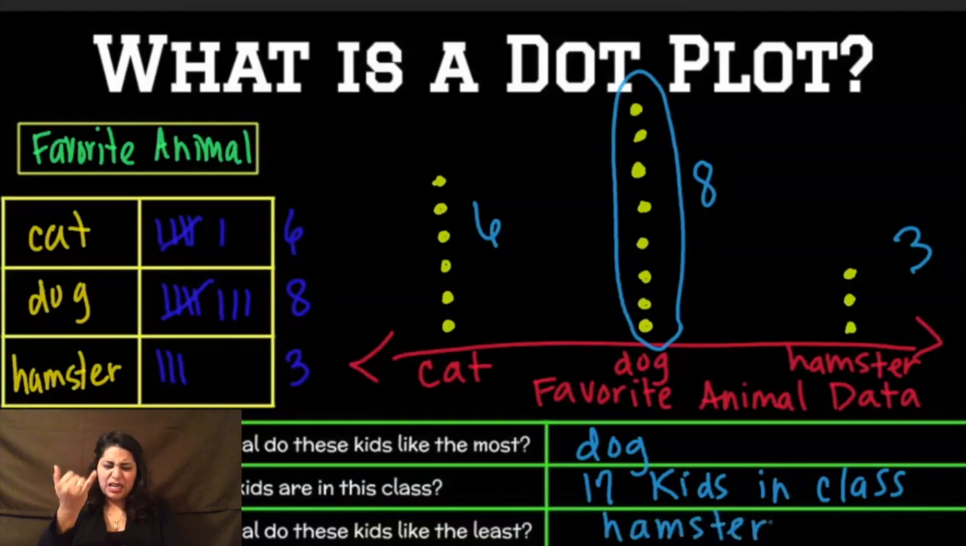All right, so I hope that that gave you a really good idea of what a dot plot is and how it's just another way to organize our data from a frequency table and make this pretty cool looking dot plot.